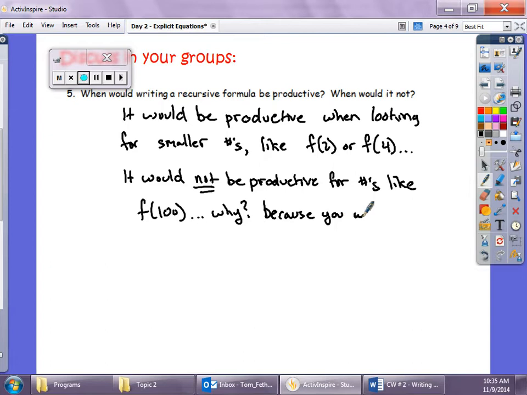So because you will have to determine all of the previous values. If you've got to go all the way up to 100, you're not going to want to go from counting 1, 2, 3, 4. It's just going to take too long. But if you only need to get f of 2 or f of 4, then the recursive formula would be beneficial because you can set up that table and extend it to get up to 4. But if you need to go all the way up to 100, we're going to need something else. And that's where the next thing comes in.